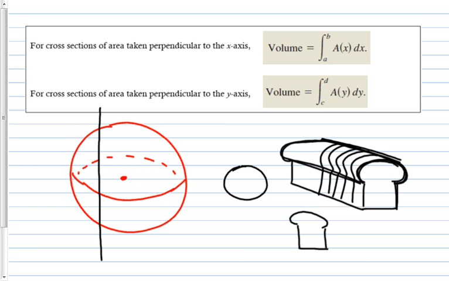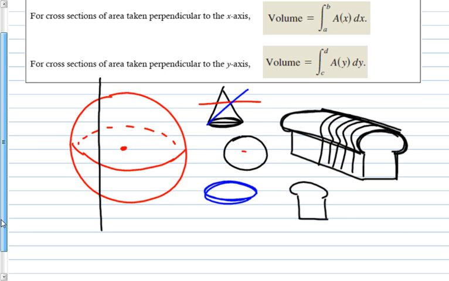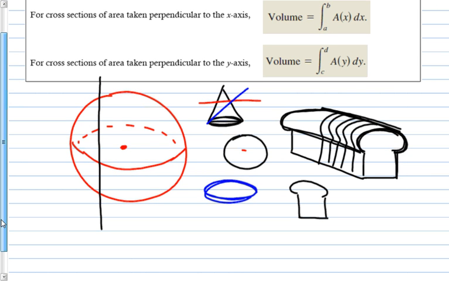If you have a cone, here's my cone, and I slice it down horizontally like this, that slice is also a circle. If you have a cone and you slice it diagonally, you actually end up with an ellipse. If you position the slice a little better and you slice it like this, you end up with a parabola.